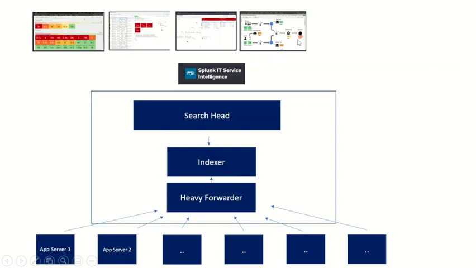Next one is the glass table. It's a very good functionality of ITSI, where you can see the end-to-end flow of your organization or your business.